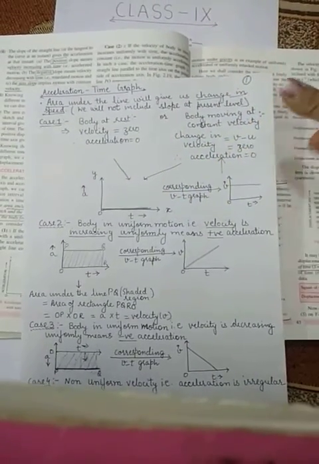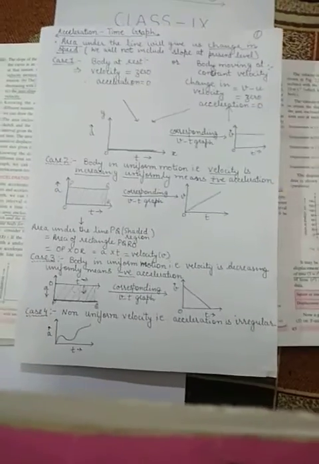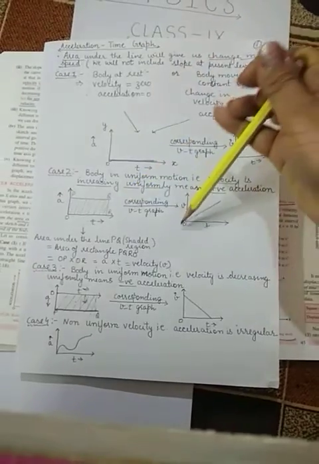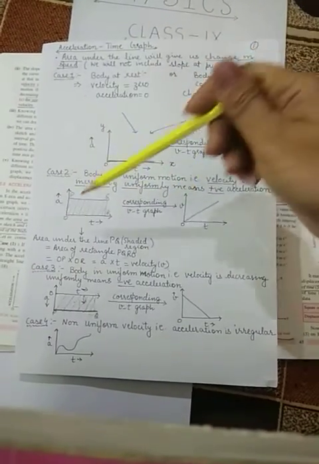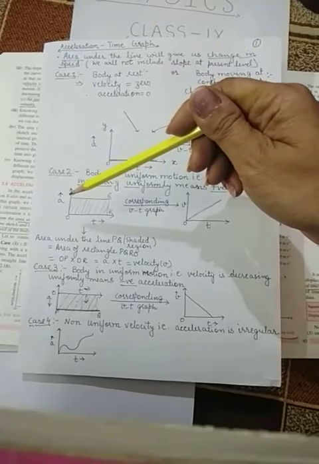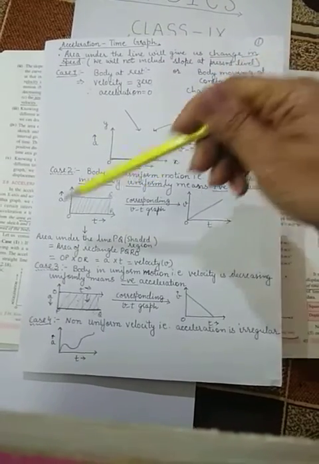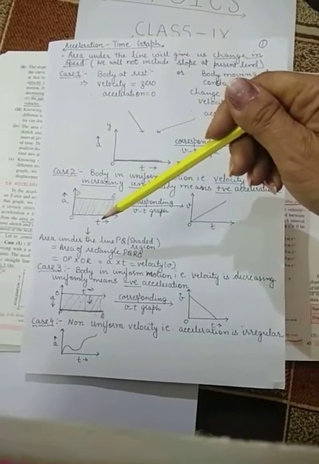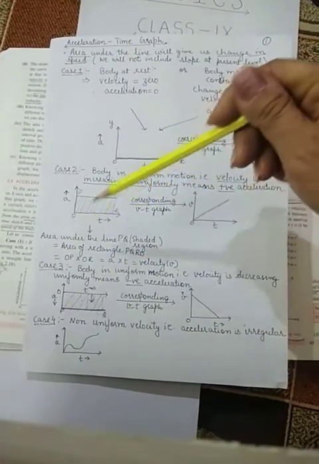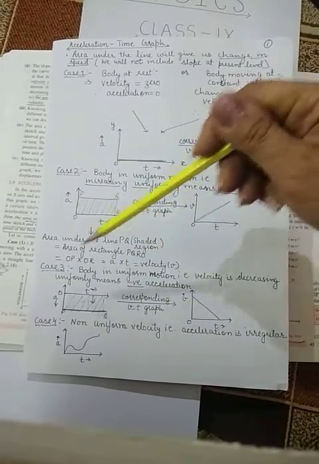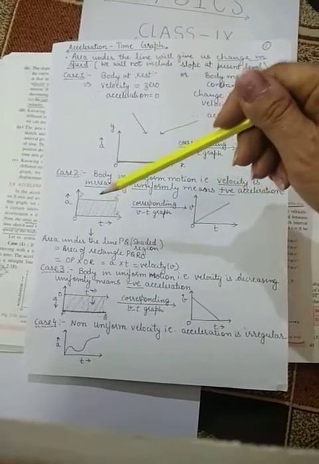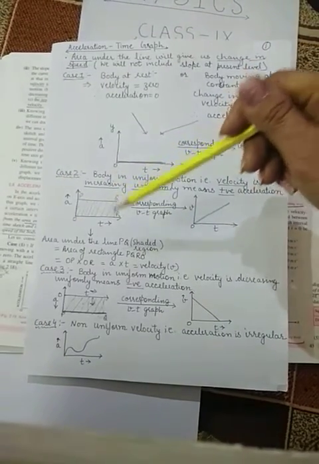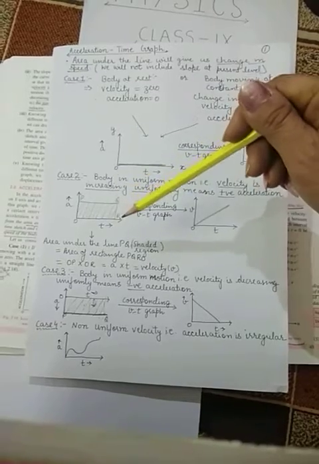Yes, in case 2, the body was in uniform motion, and velocity was increasing. So we made an AT graph where the change in velocity is the same for all time intervals. So the line was parallel to the time axis, and here we did the calculation for finding the velocity of this object. For finding it, we have to find the area under the line. We have to shade the region below the line, which tells us the velocity.